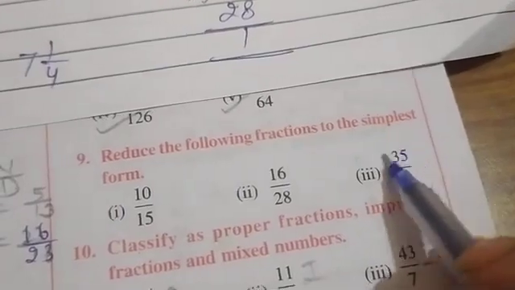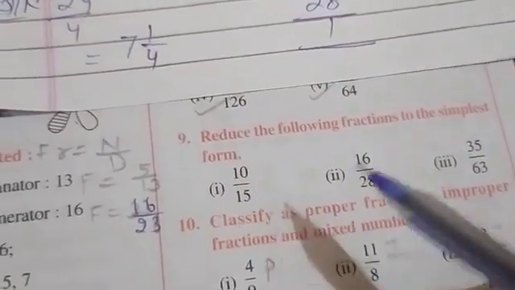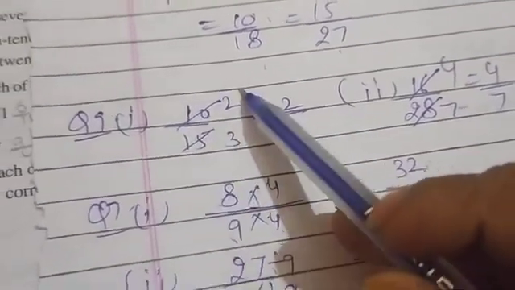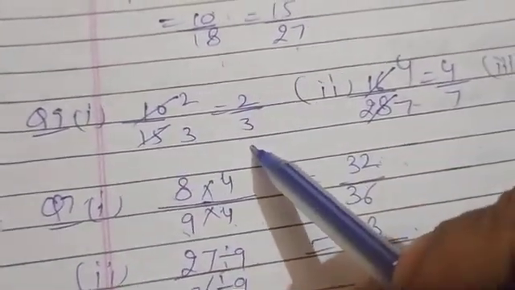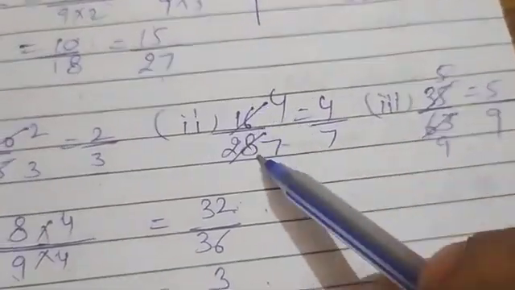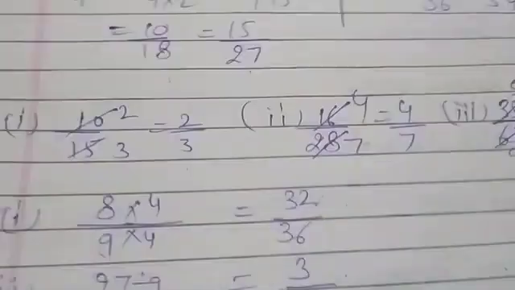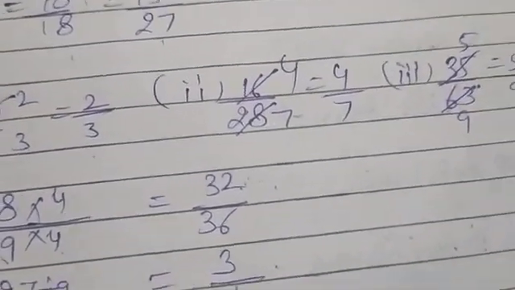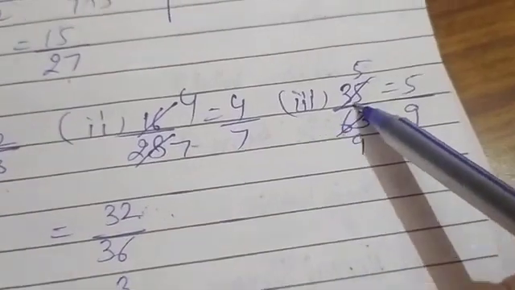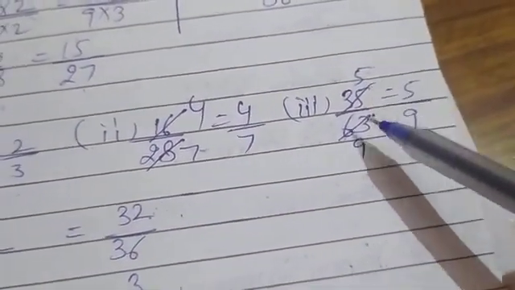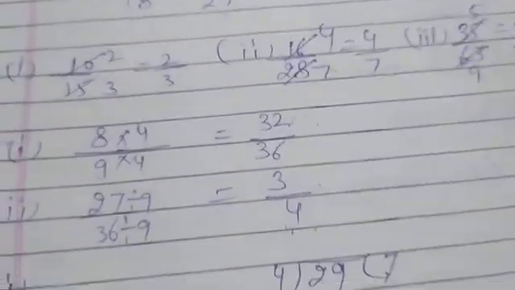Next question 11. Reduce the following fractions to simplest form. See, 10 upon 15. Just do the cutting. 5 2s are 10, 5 3s are 15. 2 upon 3 is your answer. Second part, 16 upon 28: 4 4s are 16, 4 7s are 28, so 4 upon 7 is the answer. It means you can take the HCF of both numbers. 35 upon 63: the HCF of 35 and 63 is 7, 7 5s are 35, 7 9s are 63. So 5 upon 9 is your answer.